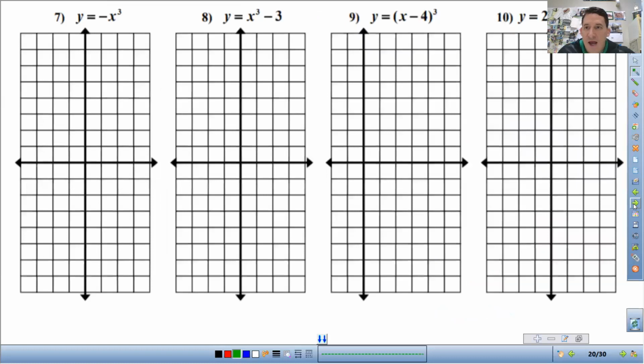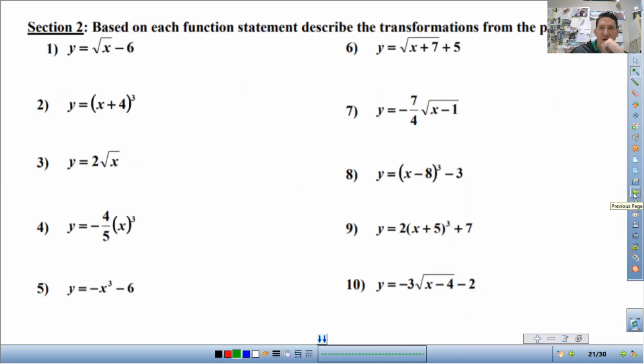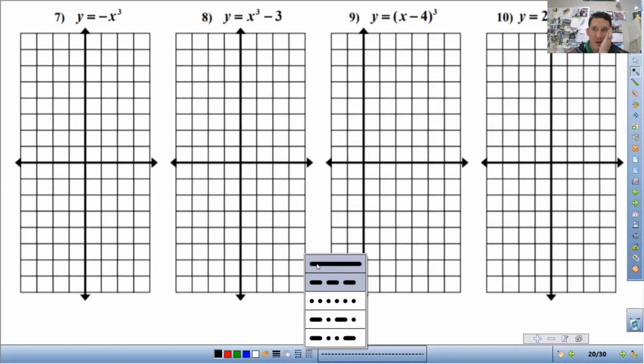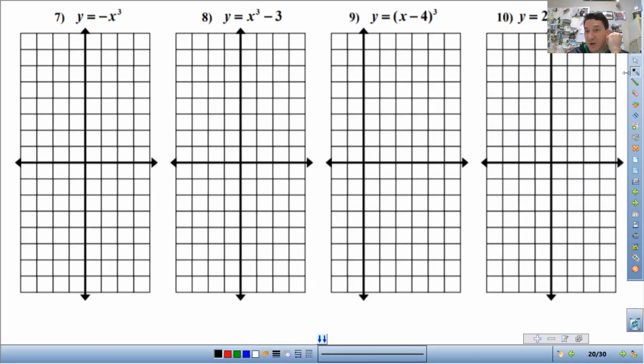So let's look at, I think we're good. Yeah, we'll do number 10 here. Number 10, this is a cubic function. Make sure you're paying attention to the function here. So let's plot the original function real quick. So the cubic function starts 0, 0.